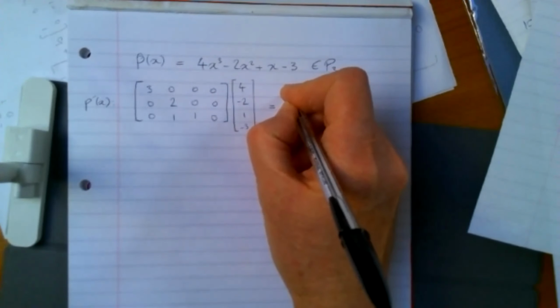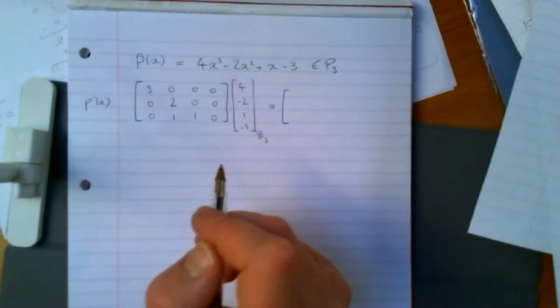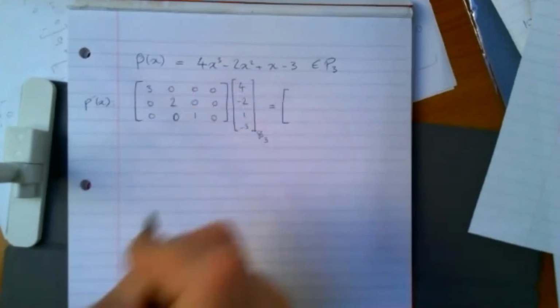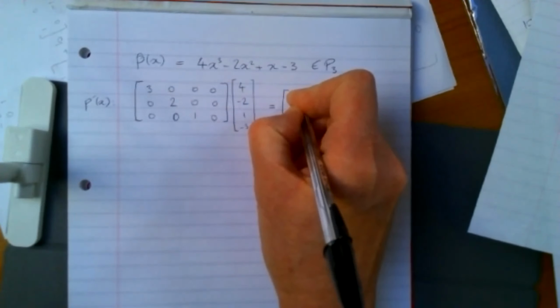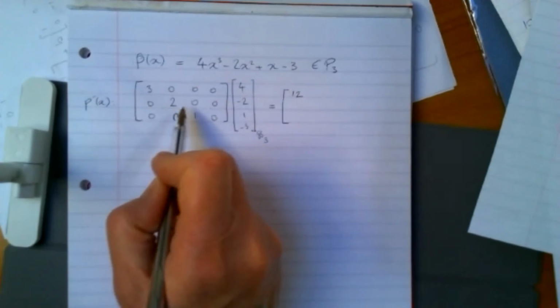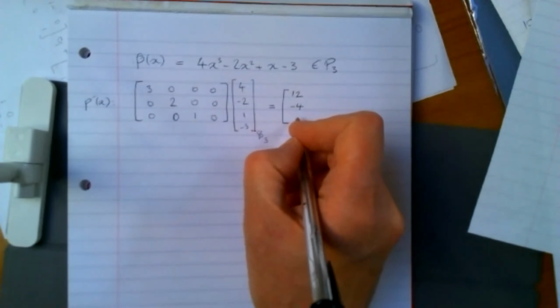And when we calculate the matrix product, because of all the zeros in the matrix, whoops, that one's supposed to be a 0, it's a relatively straightforward calculation. In the first entry, we get 3 times 4 plus 0 times everything else, so we get 12. In the second position, we get 2 times minus 2. In the third position, we get 3 times 1.